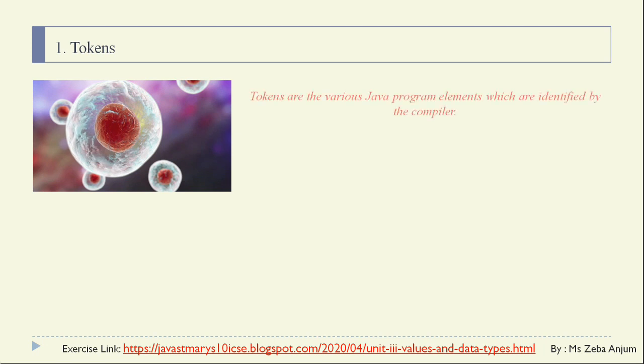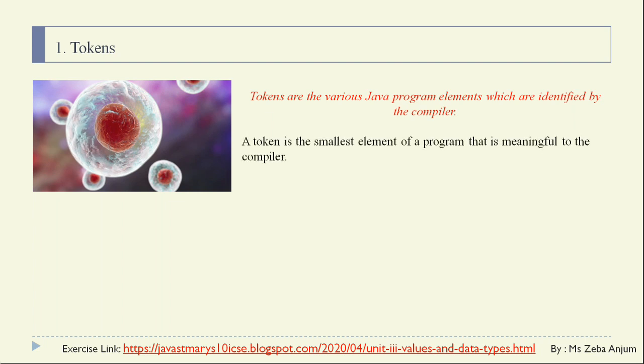See, tokens are the various Java program elements which are identified by the compiler. Or you can say the smallest individual unit that is identified by the compiler in Java programs is known as a token. Secondly, we can say that a token is the smallest element of a program that is meaningful to the compiler. It should be the smallest one as well as a meaningful one to the compiler.